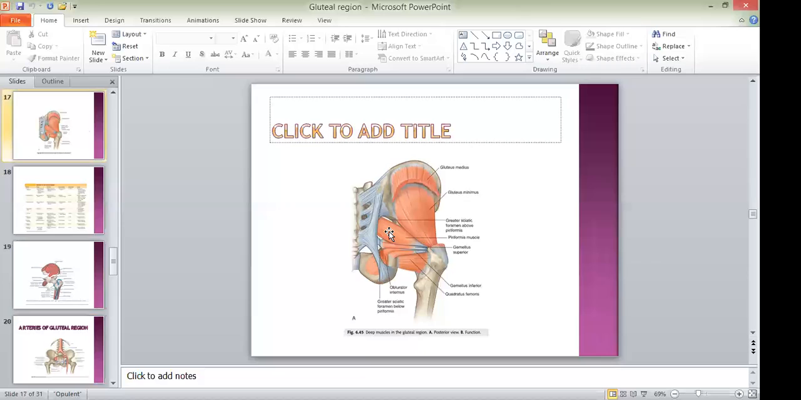Another small muscle, as I told you, is the piriformis muscle. Here you can see that is the gemellus superior, this is the gemellus inferior, and this is the quadratus femoris muscle. This small one is the obturator internus muscle. Okay.